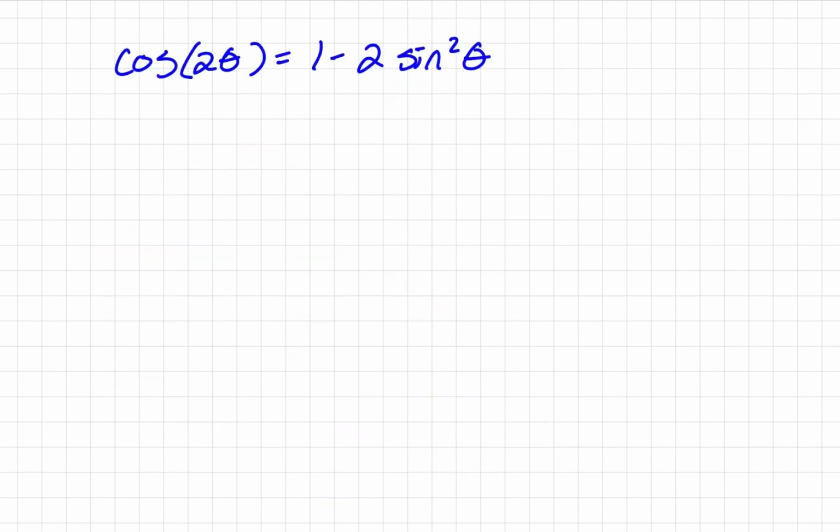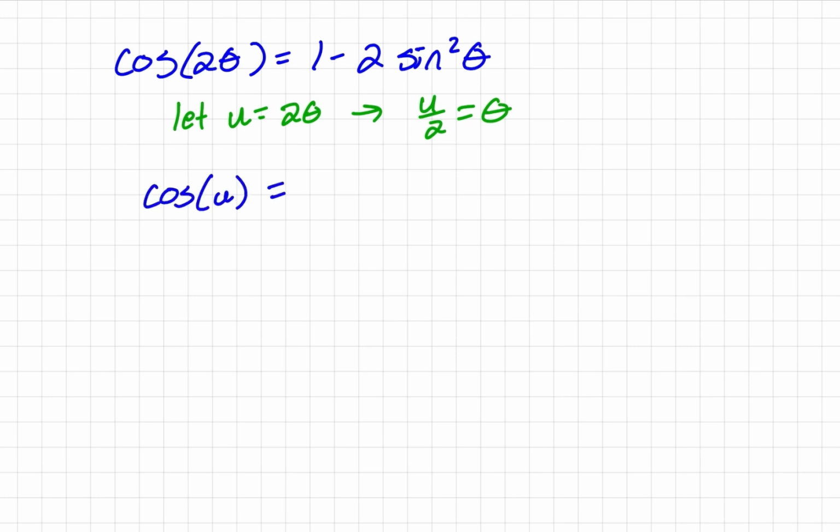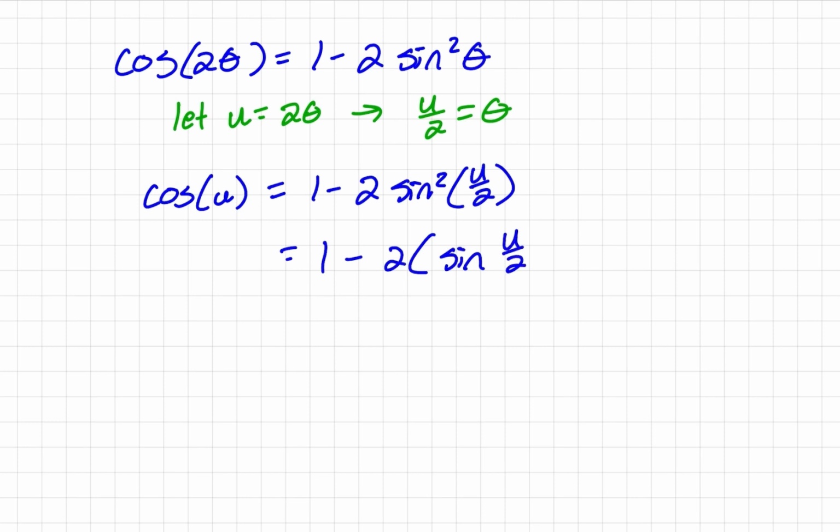Now, to generate the sine half angle identity, I'm going to start with this version of the cosine double angle identity, 1 minus 2 sine squared theta. Again, I'm going to introduce a new variable u. I'm going to let u equal 2 theta, and it would then follow that u divided by 2 would equal theta. When I make those substitutions, I'm going to have cosine of u equals 1 minus 2 sine squared of u over 2. I'm going to rewrite that, 1 minus 2, the whole quantity, sine of u over 2 squared, which is basically the same thing with this notation. We just tend to write it this way because it's a little bit easier.